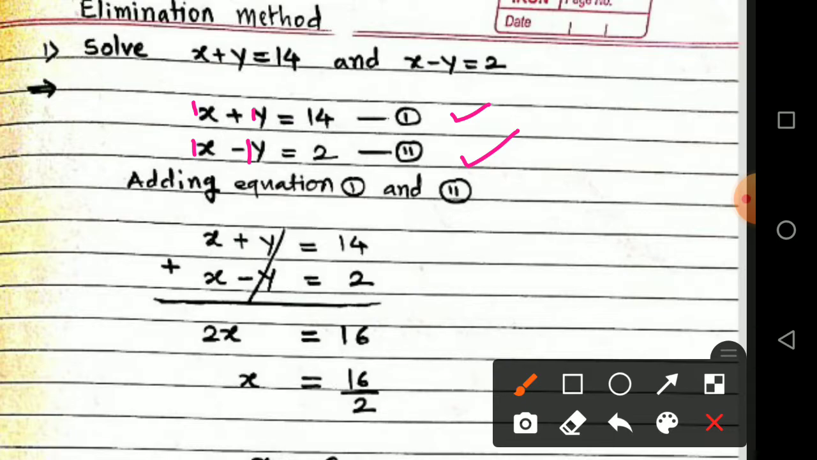So adding equation 1 and 2, what happens? See next. I have written here adding equation 1 and 2. Write down the first equation as it is: x plus y is equal to 14. x minus y is equal to 2. Below that, this plus 1y and this minus 1y, these two get cancelled. Both are same, but they have opposite sign. They cancel each other. Cancel means in addition, they become 0.